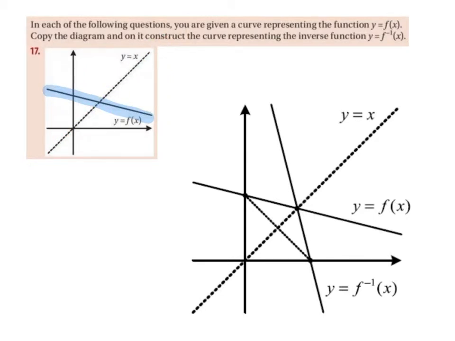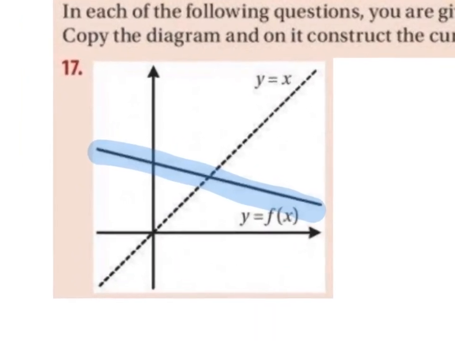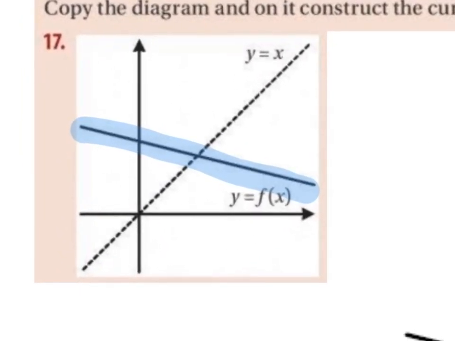So if we zoom in on the graph that was given to us, we see that the point of intersection of our blue line and y is equal to x is here. So I'm going to plot a point. And since our original function, our blue line, is a straight line, we only need one other point that's on our inverse, and then we just join the points together and extend them.